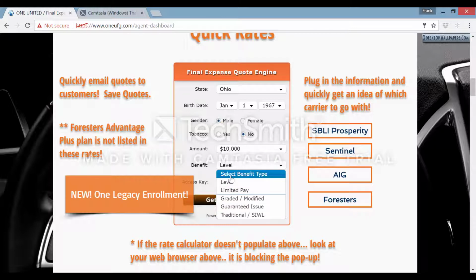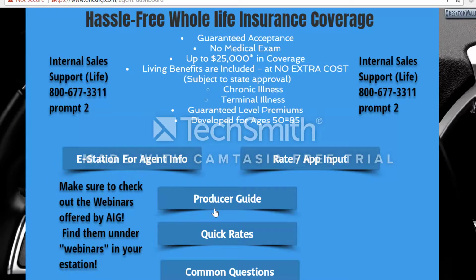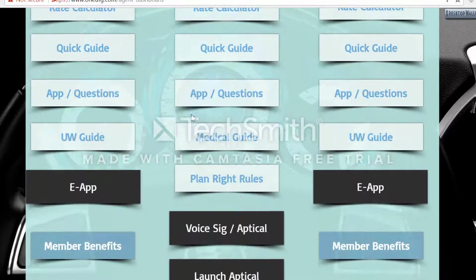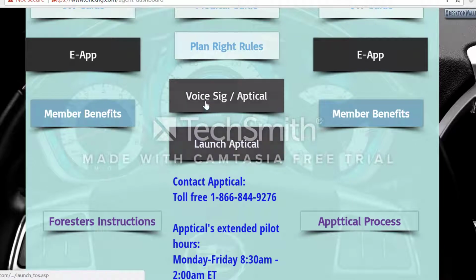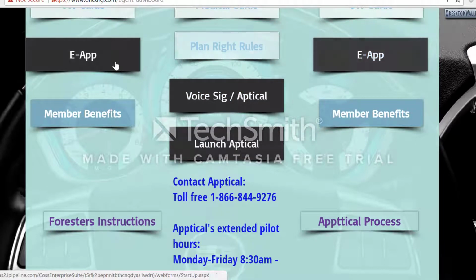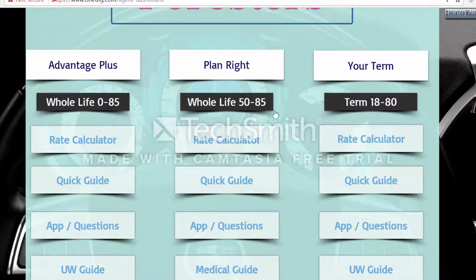Now, a little technical difficulty here. We're not sure why they set it up this way, but Foresters, let's just go down here and show you Foresters real quick. The plan right is telesales. This is the only plan you can do with Foresters currently over the phone. That's why when you go down here, it says voice signature optical. These other ones you have to do an e-application, which is fine. Most of your policies with Foresters are going to be 50 to 85.